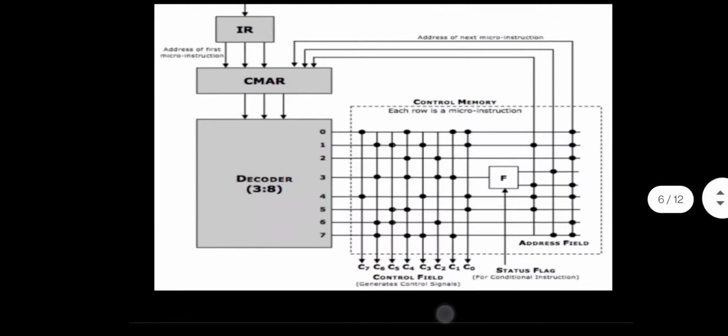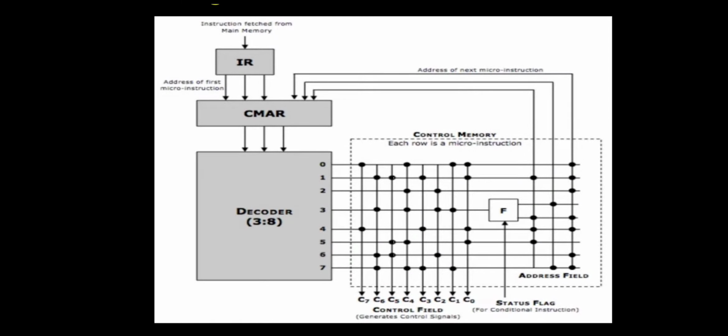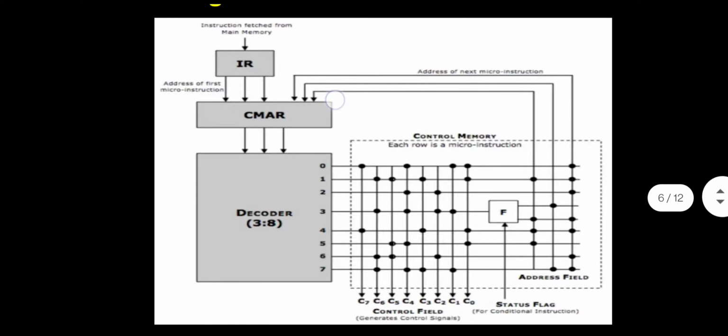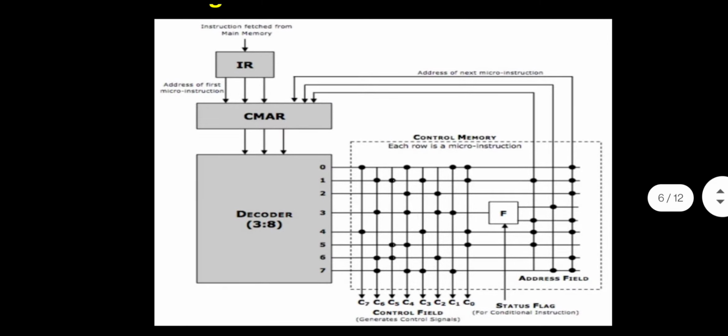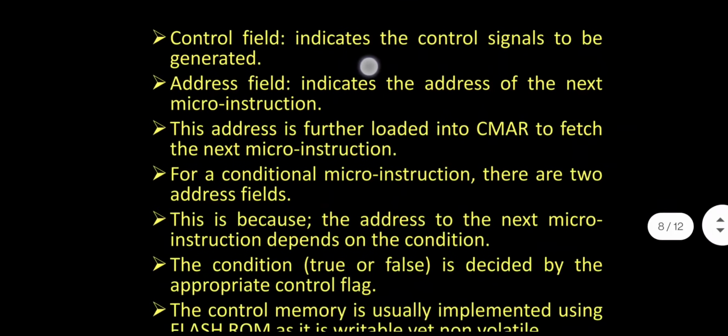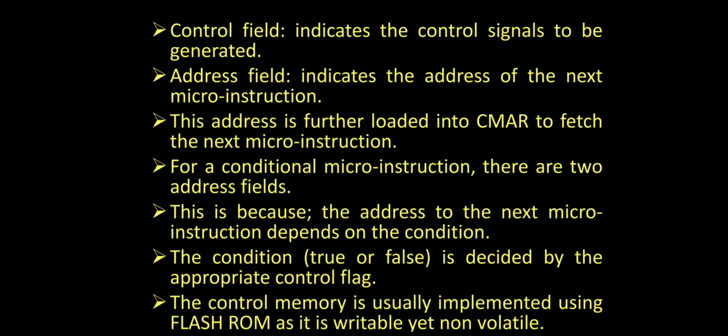We can see the arrow marks here. The address field sends the address of the next microinstruction to the CMAR. The arrows we can see here go from the address field to the CMAR. This address field is further loaded to the CMAR to fetch the next microinstruction.